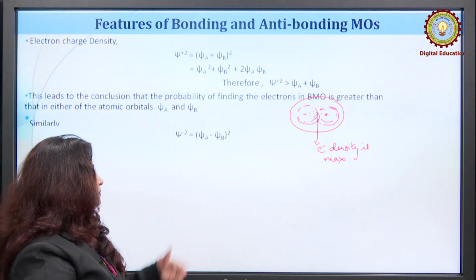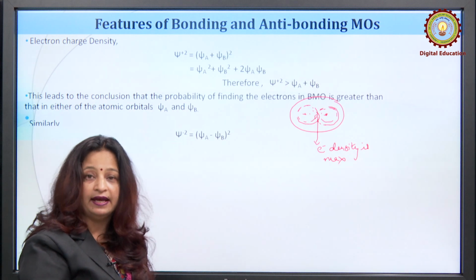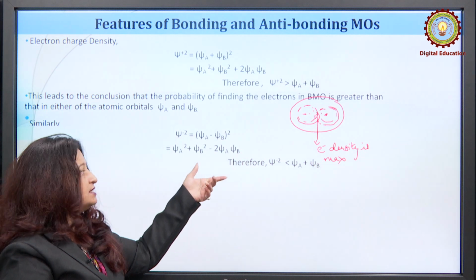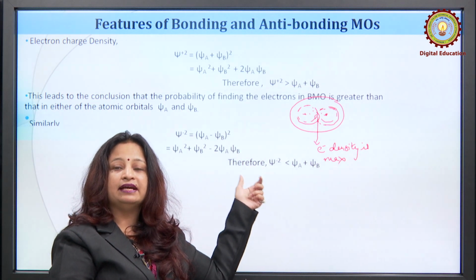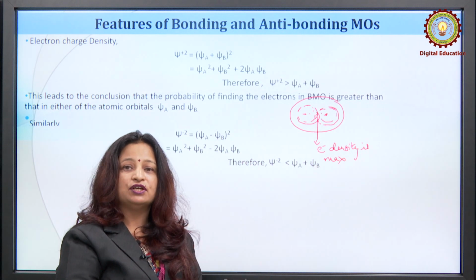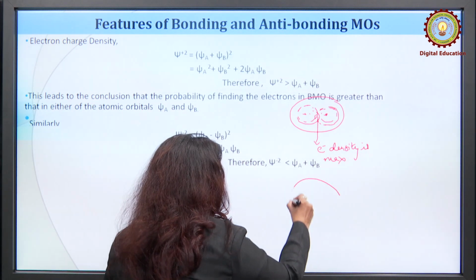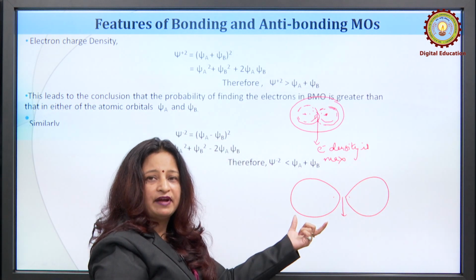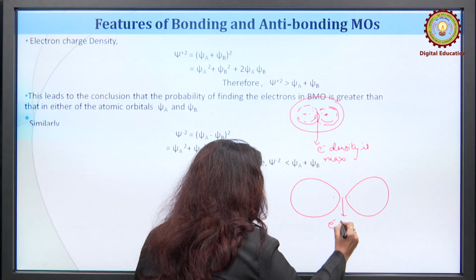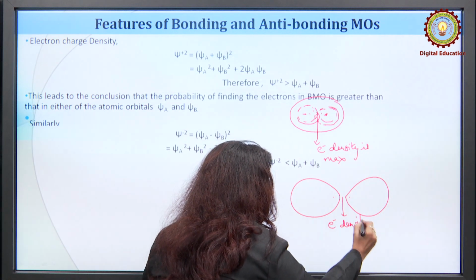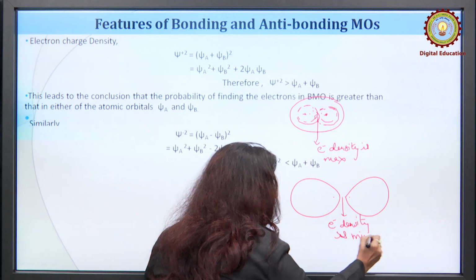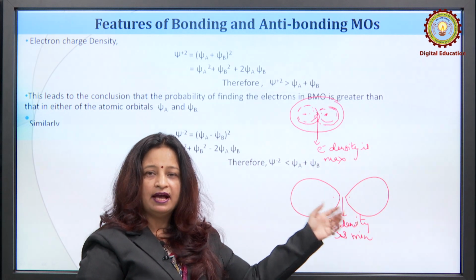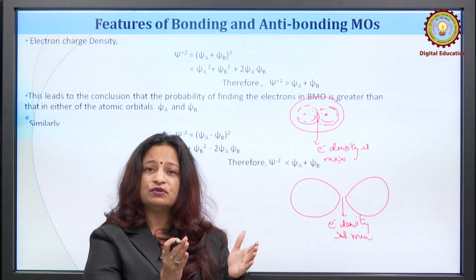Similarly, what we can find here, psi minus square is equal to psi A minus psi B whole square, which leads to the conclusion that the electron charge density in the antibonding molecular orbital is less than the electron densities of either of the atomic orbitals. Here you can see that the electrons are distributed in this manner. So, in between the nuclei in the case of the antibonding molecular orbital, the electron density is minimum, right? So, what does this mean? Minimum means the electronic shield is removed, and therefore, both the nuclei are exposed to each other.